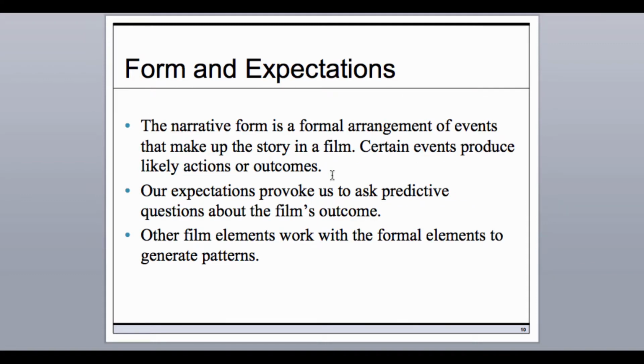Form and expectations. Narrative form is the arrangement of a story, how they create the flow. They need certain actions and outcomes for you to keep moving with the story. If they jumbled it all up, it would be very confusing and they'd lose that narrative form. So they're trying to create a sequence through an arrangement of events to make the story come to life. There's also our expectations of what the story will be from what we've been exposed to before we go to the film, or knowing some background of the story itself. And then other film elements will work with those formal elements to generate patterns. We accept the patterns and therefore go for the meaning of the film.